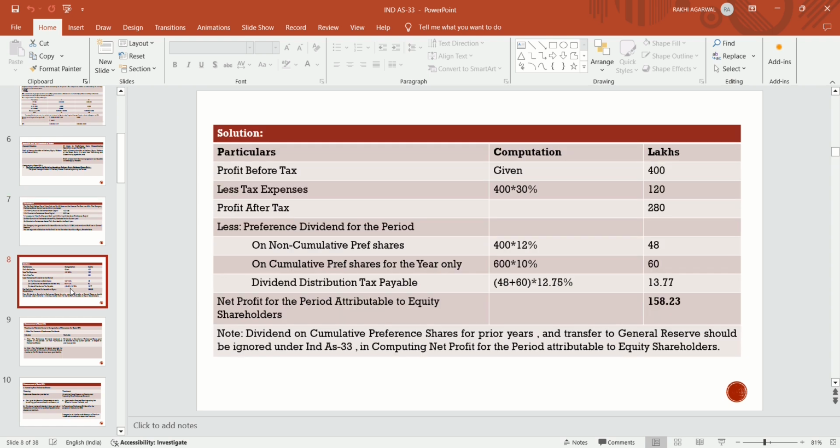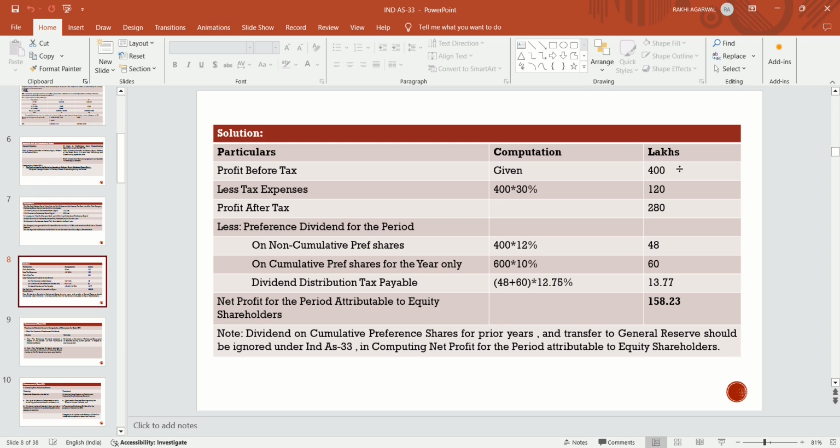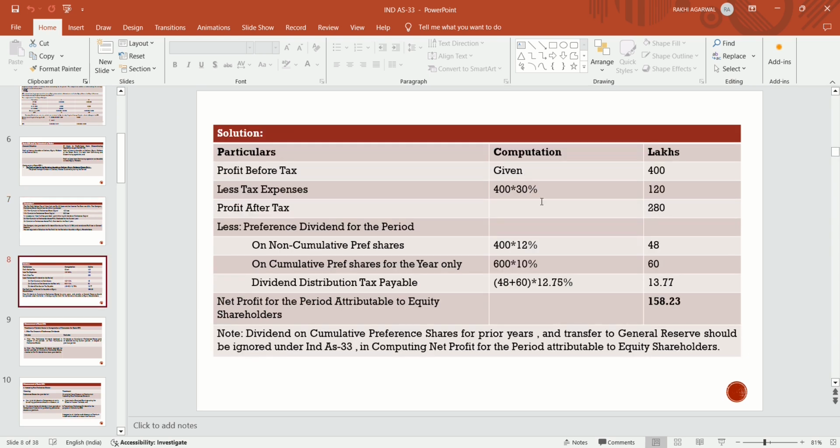The solution is the profit before tax computation, rupees in lakhs. What was the profit before tax? It is given in the question that the net profit before tax of Moon Limited is 400 lakhs. Less tax expense. How much tax are they going to pay? The income tax rate is 30%. So 400 into 30% becomes 120 lakhs. So 400 minus 120 lakhs, profit after tax is 280 lakhs.